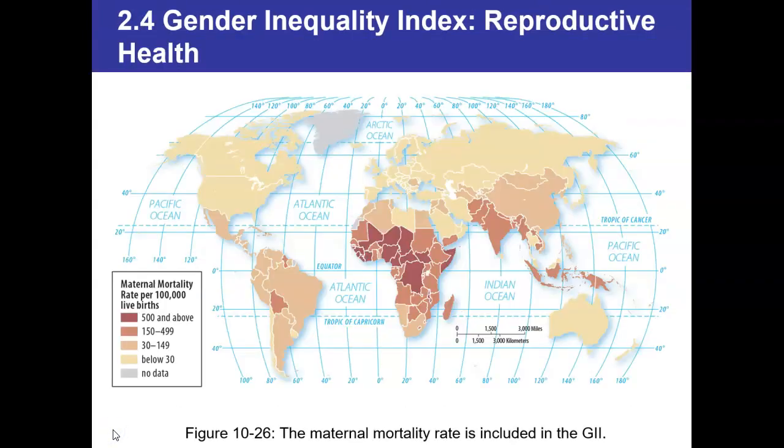Another area to gauge gender inequality is through reproductive health, specifically for women. If you look at figure 10-26, located on page 364 of your textbook, you can see the maternal mortality rate included in the GII. Maternal mortality means that in childbirth, this is how many women die per 100,000 live births. As you can see through the key, the maternal mortality rate is much higher in your less developed countries and much lower in your more developed countries.